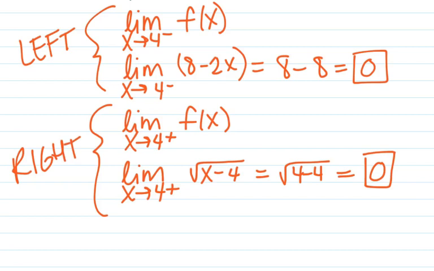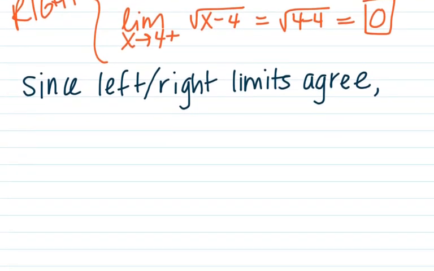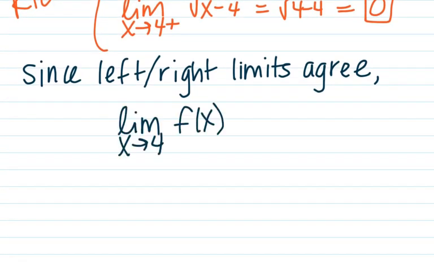Thus, since the left and right hand limits agree, we are able to conclude that the limit as x approaches 4 of the function f of x is 0. For the second portion of the video, we're going to take a look at an absolute value example, since these basically become a piecewise function.